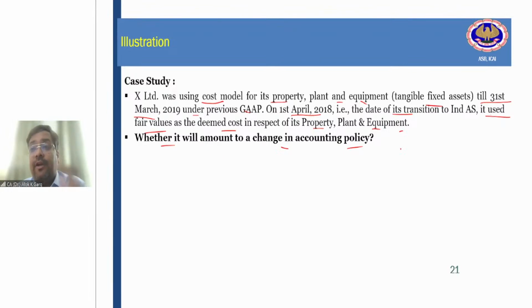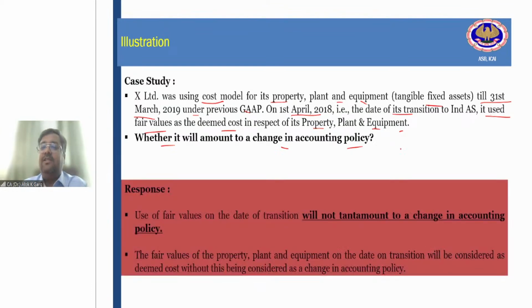So friends, whatever the companies are doing on the date of transition, it will not become a change in policy which needs to be applied consistently, right? It will become an adoption of a new policy, right? Is it clear? So in this case, when this company was using cost model and the company has decided to fair value, right, and considering this as a deemed cost, opening cost under Ind AS, this is not considered as a change in policy, right? Use of fair value on the date of transition will not amount to a change in policy. The fair value of the property, plant and equipment on the date of transition will be considered as deemed cost without being considered as a change in policy, right?